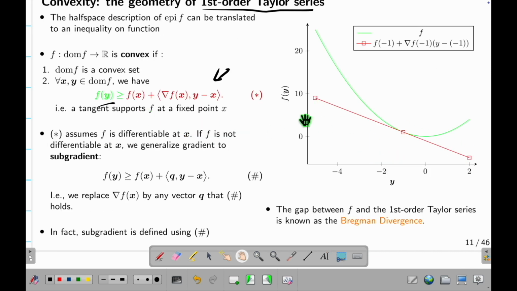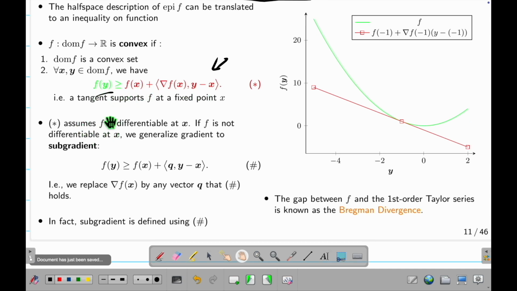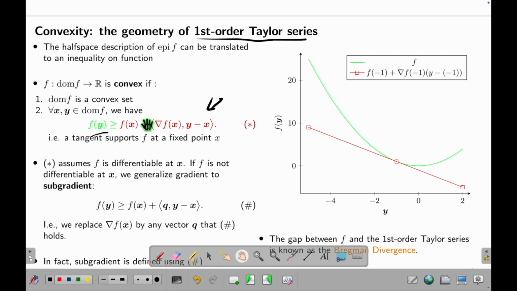So this red line is a tangent. It touches here. What does tangent mean? Tangent means they touch each other at the point. What point? x. Because when your y is x, you have 0. Then f(x) is f(x). And then this thing has one drawback. You need this to be differentiable. But what if this is not differentiable? This is the starting point of something called subgradient.